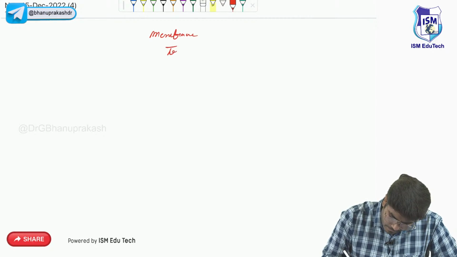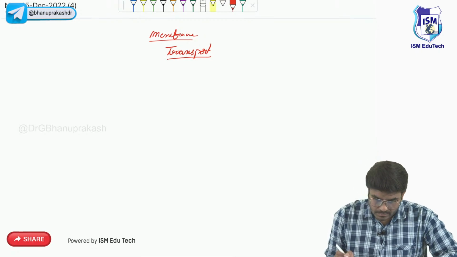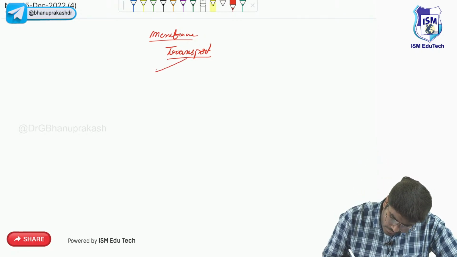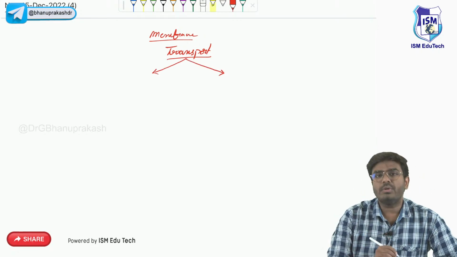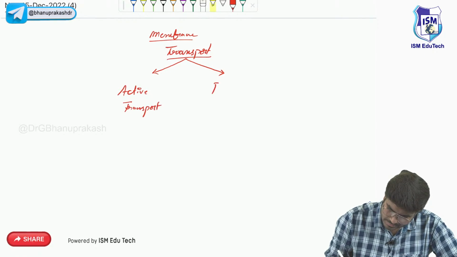Membrane transport. Now, my question for you is, how many types of membrane transport do you know? Membrane transport is mainly of two different types. First one is active transport, and second one is passive transport. Okay, active transport and passive transport.